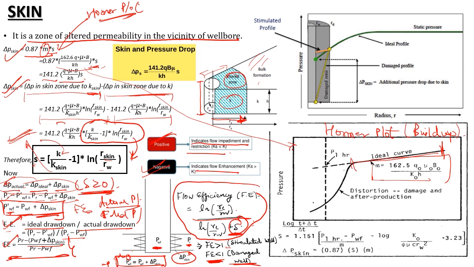Okay, so when I have the stimulated well, at that time my flow efficiency will be greater than 1 because my skin is less than 0. Alright, now let's look at this diagram. This particular diagram indicates the pressure profile. So initially, let this be the boundary.